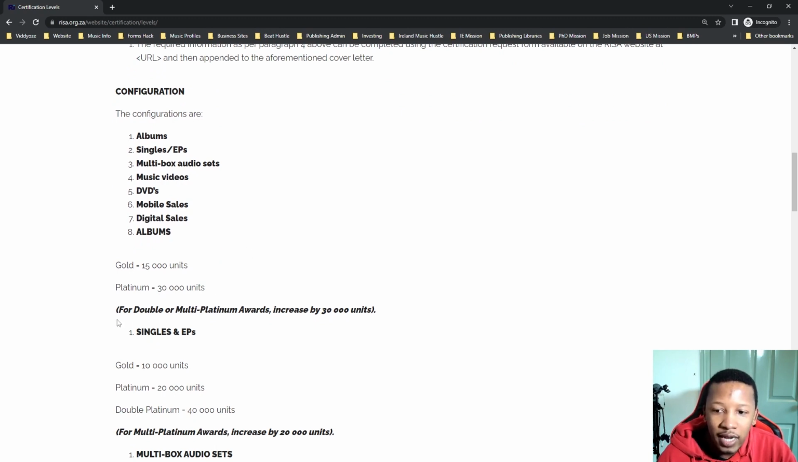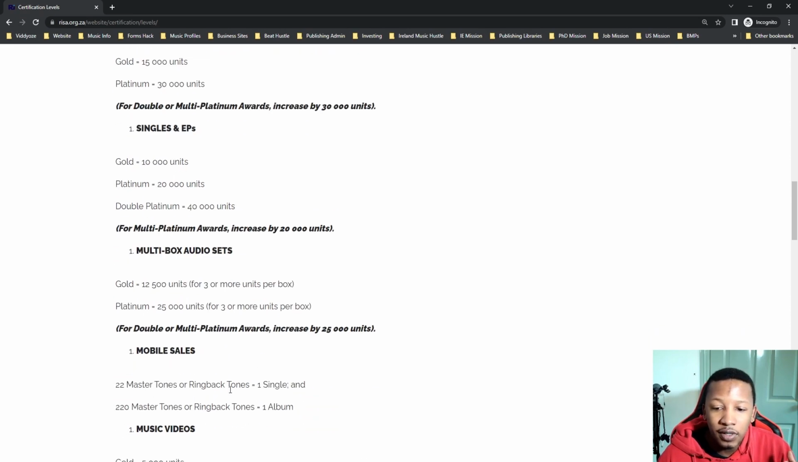But now they break it down within each subset, because with some things it's easier and with others it's more difficult to get to the 15,000 units. Like streaming, you should easily be able to get 10,000, so it's not exactly 10,000 for that. So in terms of singles, to get gold you need 10,000 units. I think this would be on the CD type of sale, 10,000 CD sales. Platinum is 20,000, double platinum is 40,000 sales. So that is if you're selling the actual physical CD.